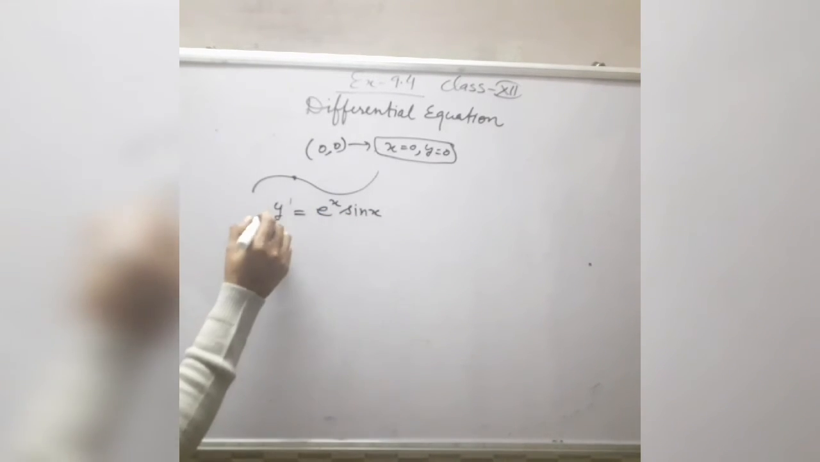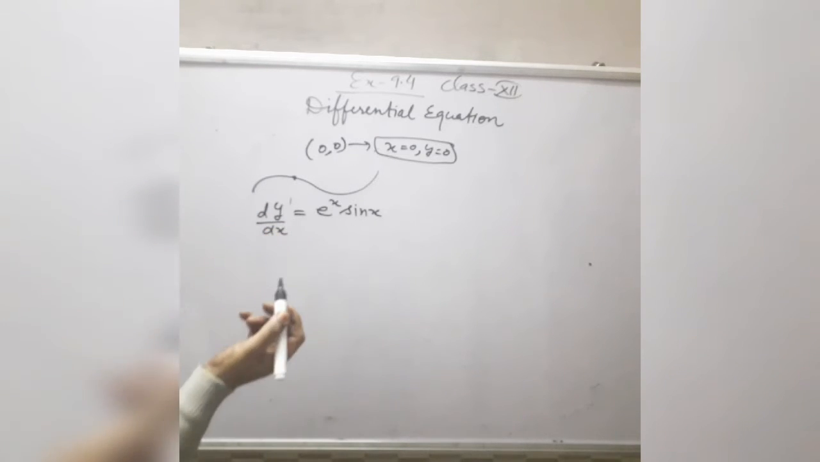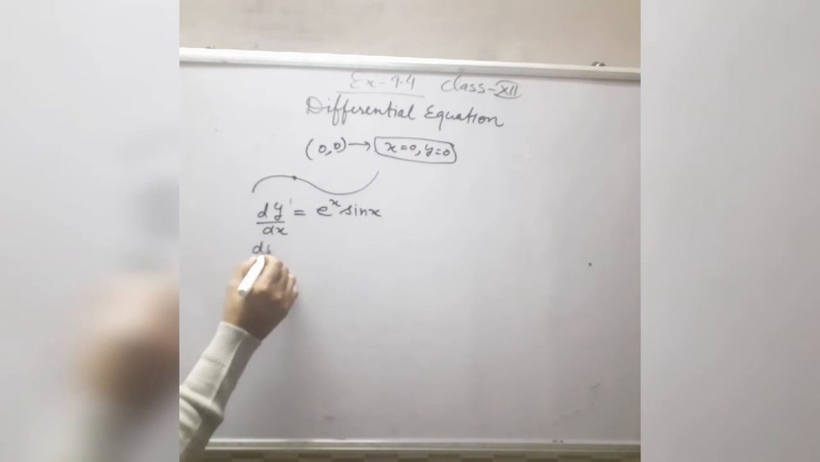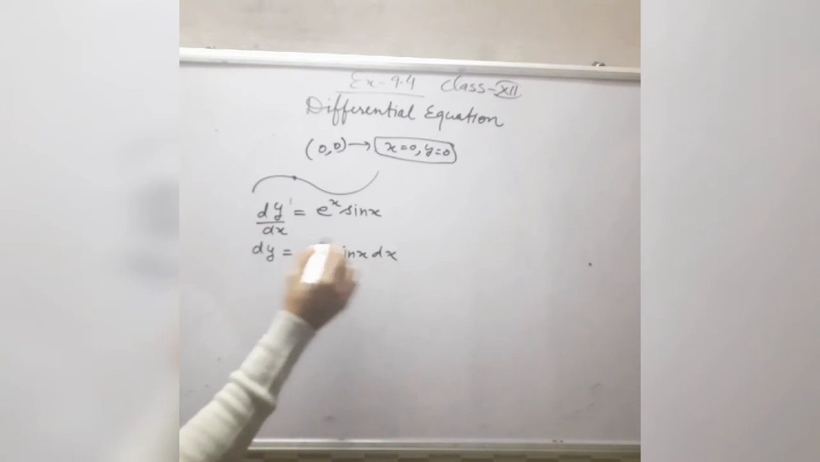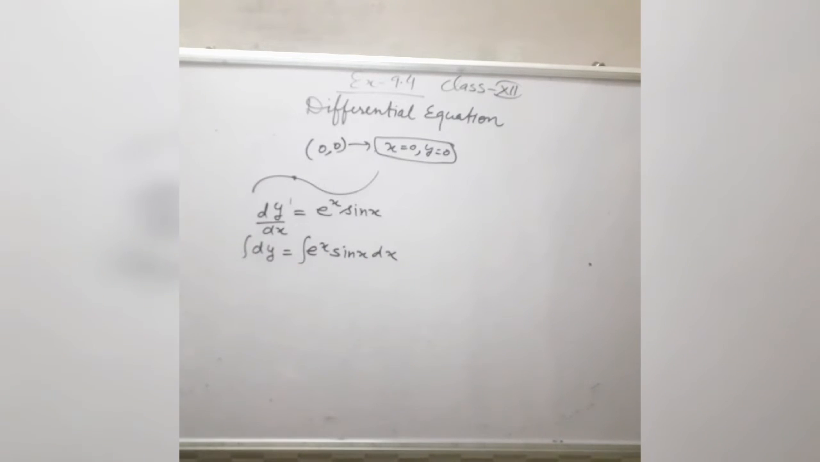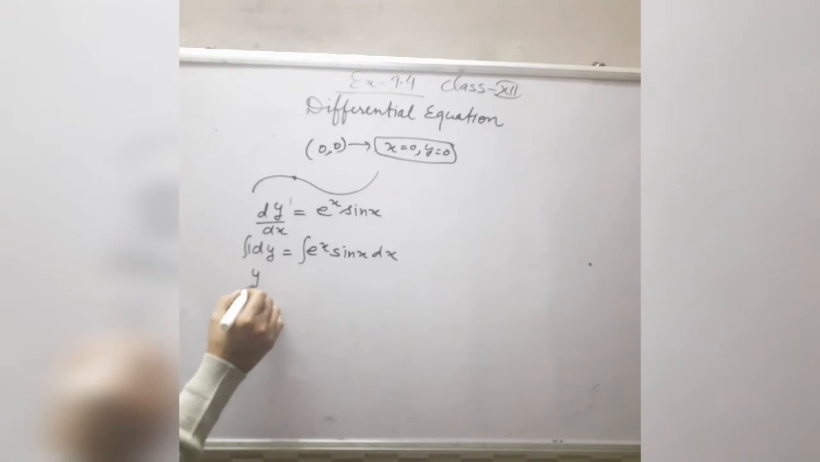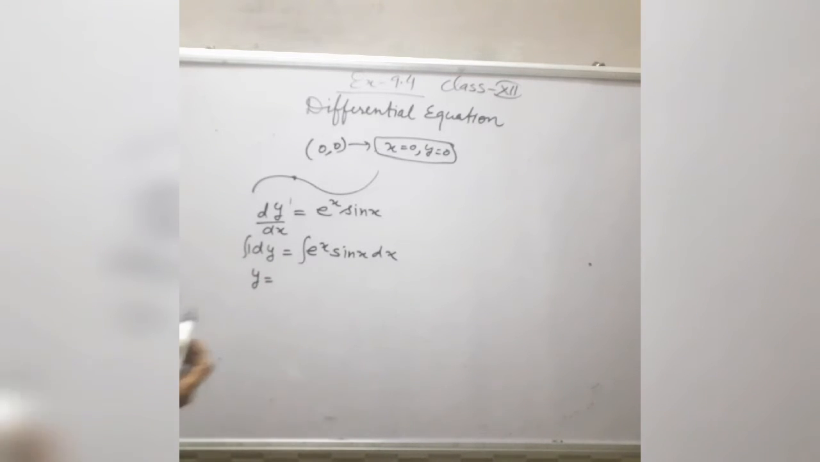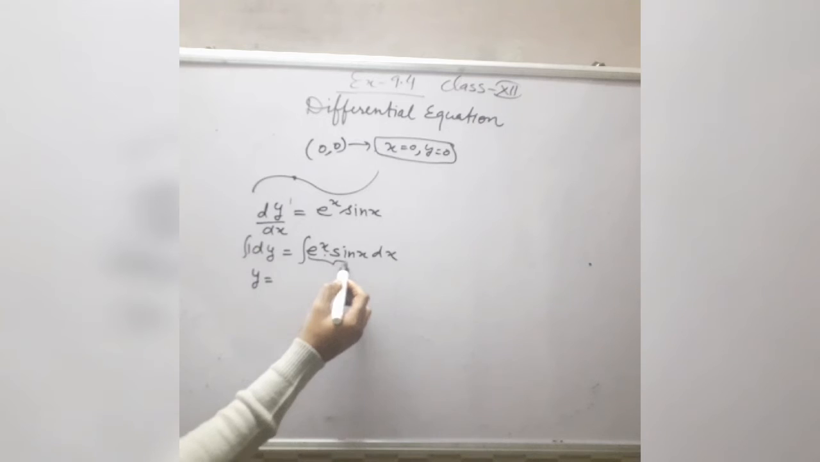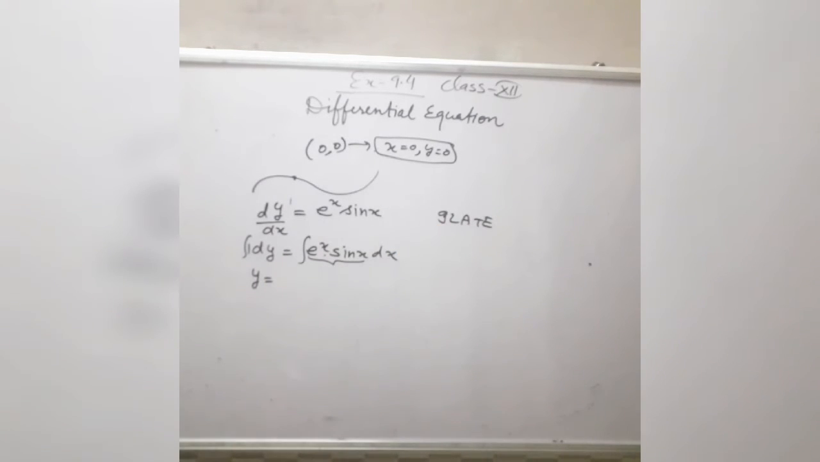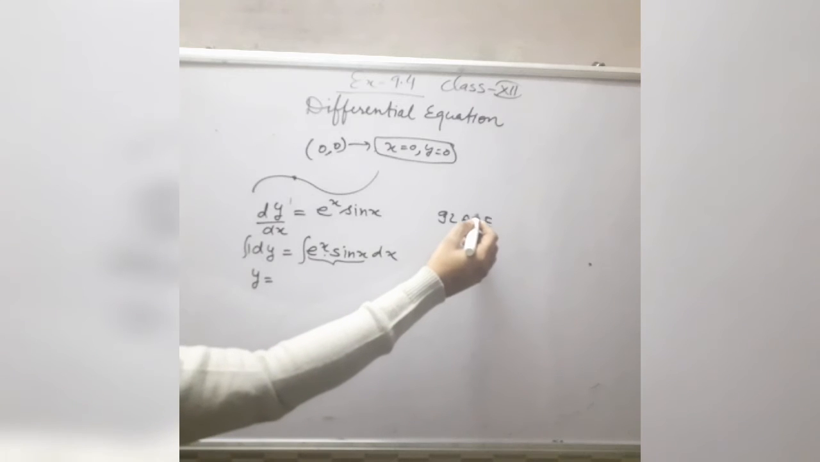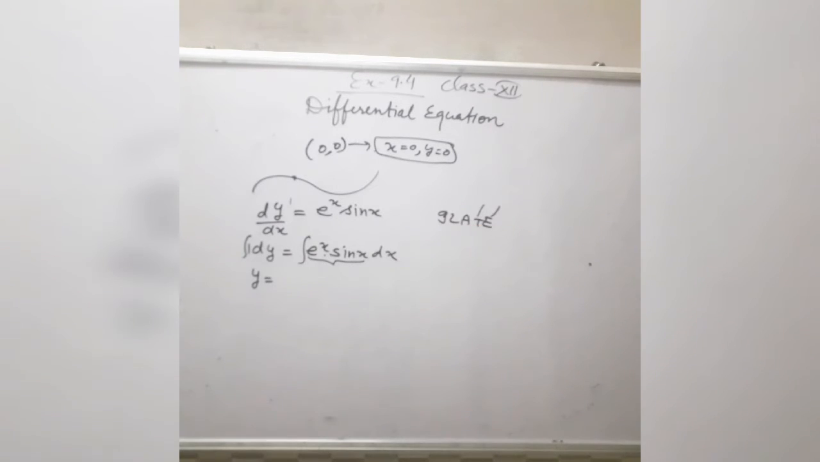So y dash can be written as dy by dx, and after that, by the same method, separating the variables, dy is equal to e raised to power x into sin x into dx, then taking integration on both sides, the integration of 1 with respect to y is y, then the integration of e raised to power x into sin x. You will find the integration of this by integrating by parts. In ILATE, t is the trigonometric function, e is the exponential function. So here the first function is sin x, the second function is e raised to power x.